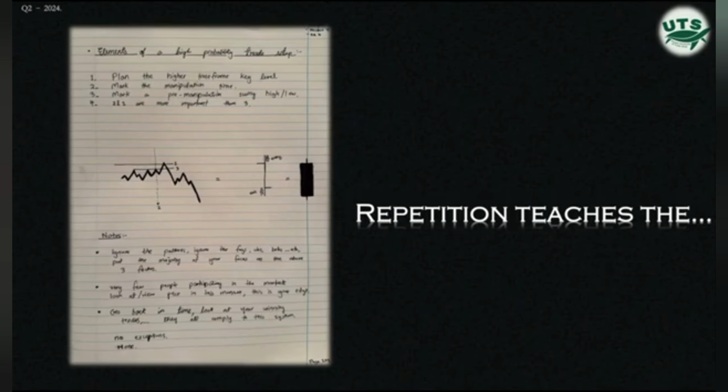Here's a picture I repeat, and I try to repeat this as many times as possible without causing it to be annoying. But this is crucial, right? Plan the higher time frame key level. Mark the manipulation time. What is this manipulation time? It's London. It's midnight New York. It's the 9 a.m. candle. It's the opening price of whatever candle you're trying to turtle soup to the opposing end of the range. It's that simple.